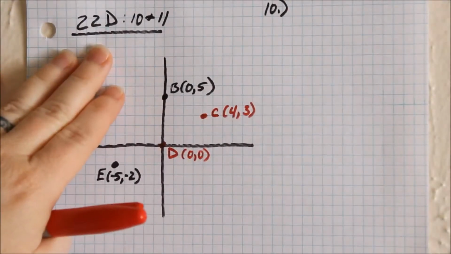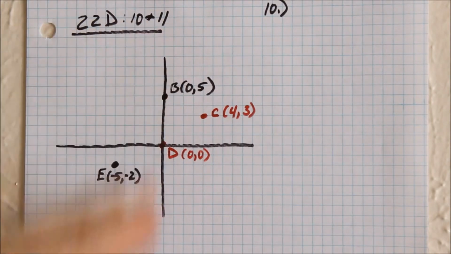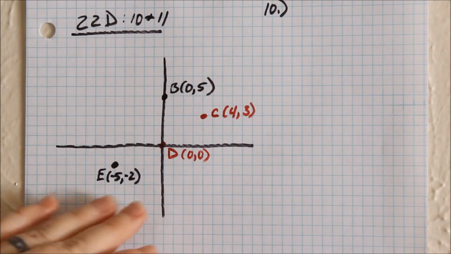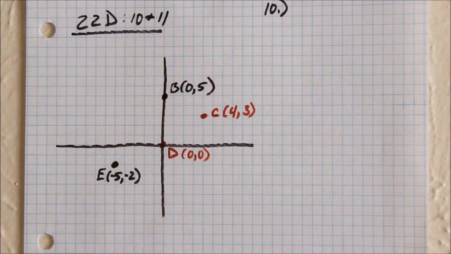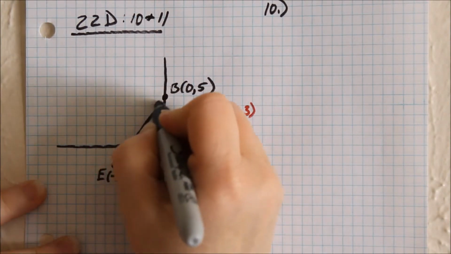Alright, now we're going to be working on midpoint formula. We're looking at 22D, 10, and 11, and they've given you several points. We're going to look at these points. Number 10, want you to find the midpoint between E and B.